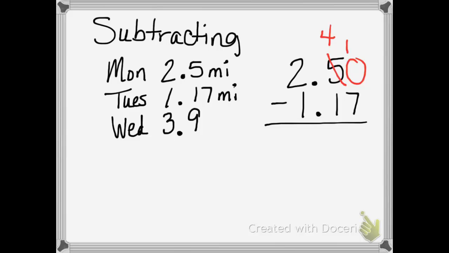So I'm just going to add a 1 here to show that I have a 1 and a 0, which is 10 hundredths. So now I'm going to take this number, the 10, minus 7 gives me 3. 4 minus 1 I can do, and that is also 3. And then 2 minus 1 is 1. And again, I'm just going to bring my decimal point right down in the same spot, and I can see that on Monday I ran 1.33 miles further than I did on Tuesday.